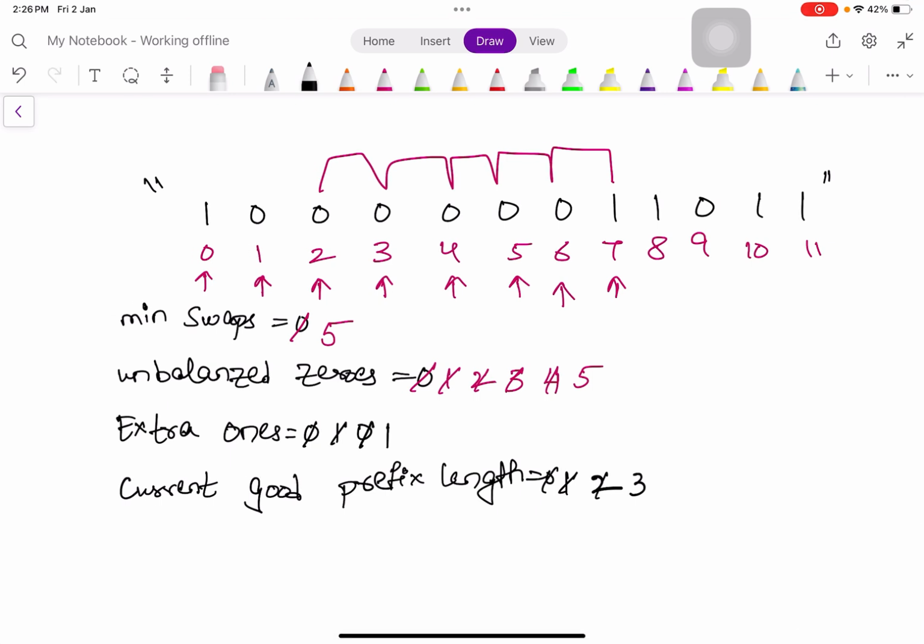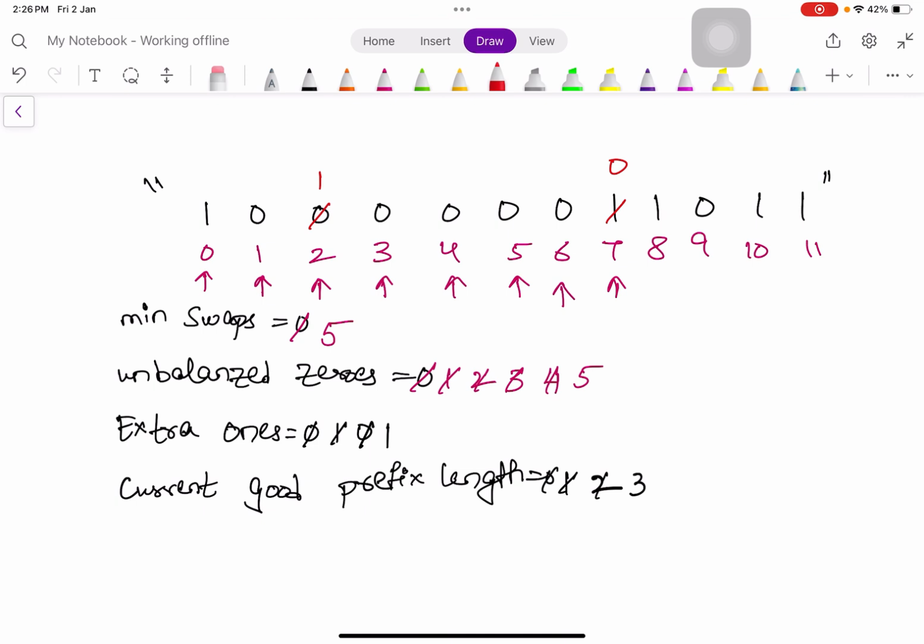Okay, we have increased the number of extra ones because now if we only consider the first 3 elements, then we have 2 ones and only 1 0. Okay. Now, after the swap, this is what we are having as our string. This will be 0, this will be 1. Okay. So minimum number of swaps performed is 5 right now. Extra ones is 1. Good prefix length became 3.